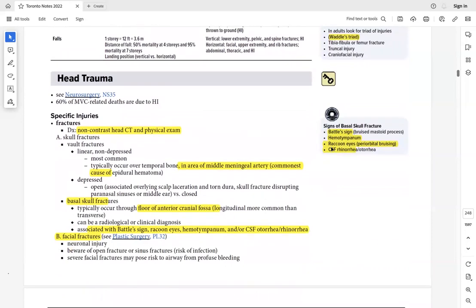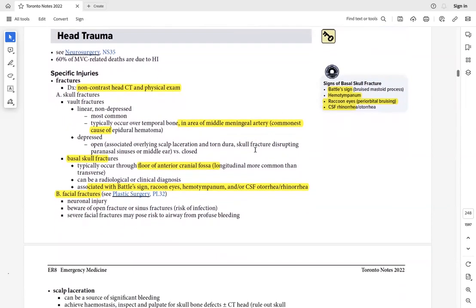Similarly, for basal skull fracture, what are the signs? There will be Battle sign, hemotympanum, raccoon eyes, and CSF rhinorrhea. Search these signs on Google, and you should know what the images look like. They can give you a picture of hemotympanum and ask you, what is this? Or what fracture could have caused this? So just Google these pictures and look at what they look like. In the MCQs, they can just give you the picture and ask what can be the cause of this.